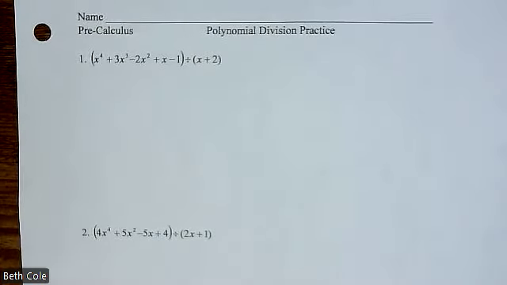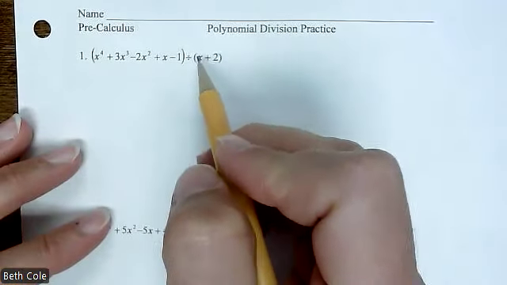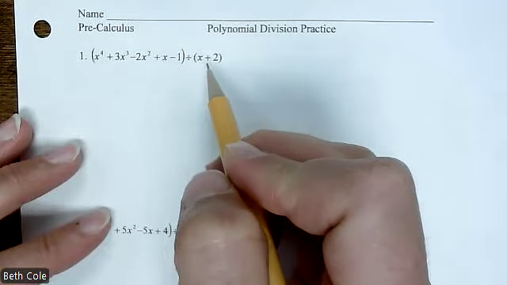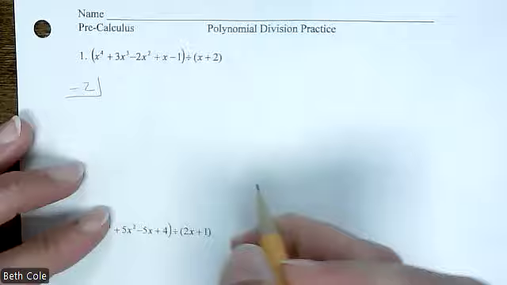Hi, so this is your polynomial division practice. I hope that you tried some of these, and then you're going to watch this video and make corrections to your own paper. So first thing you want to do is figure out what number would make this 0. So that would be -2 is going to go in the little box off to the side.